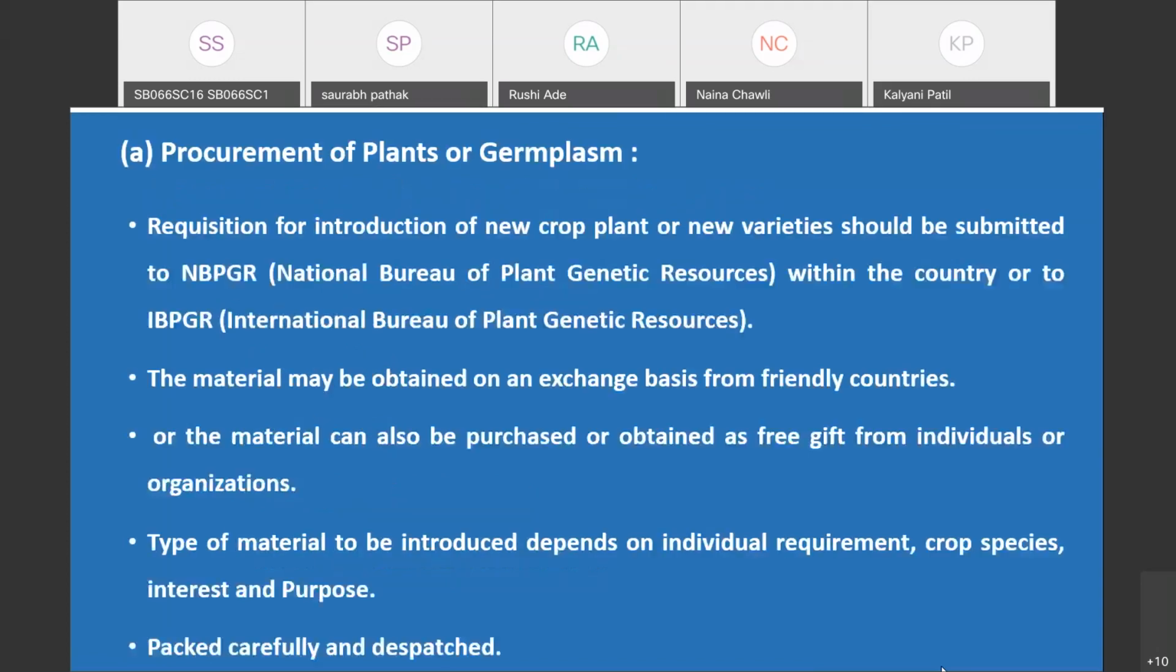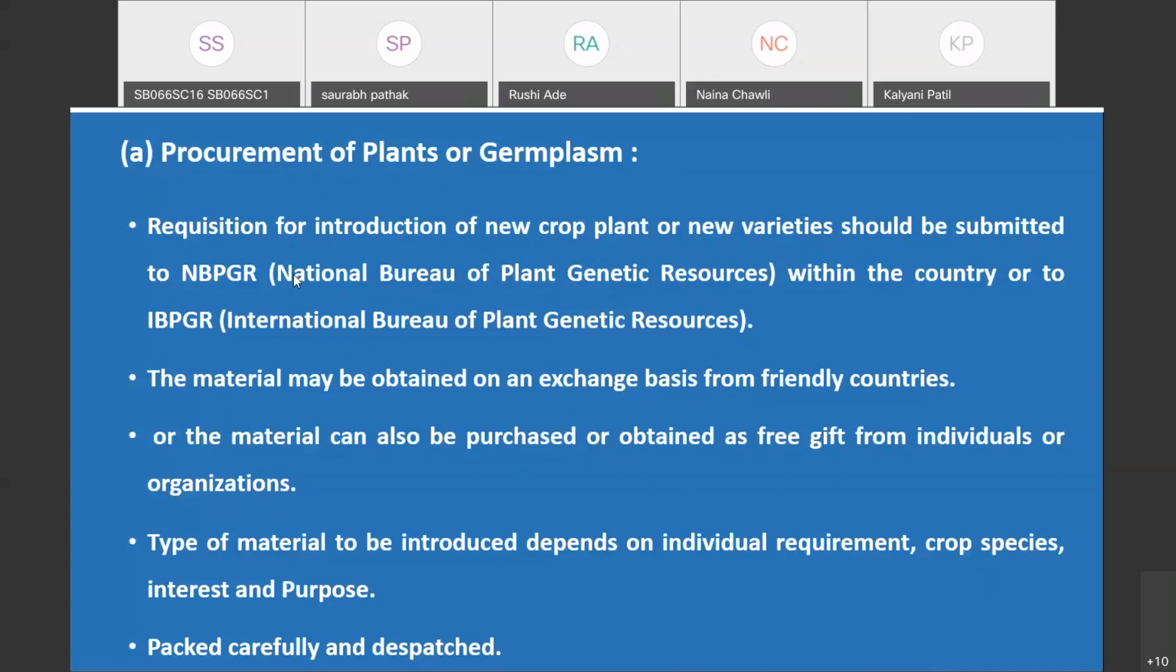The first step is procurement of plants or germplasm. Procurement means to obtain, the method to obtain the plant material from another country. This is the first step in plant introduction. Here you can see the requisition for introduction of new plants or new varieties should be submitted to the NBPGR. You should know that for procurement of plant material, there are two routes by which plant material can be introduced from another country.